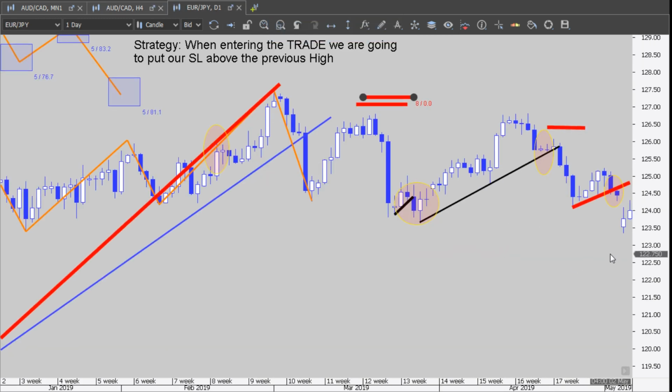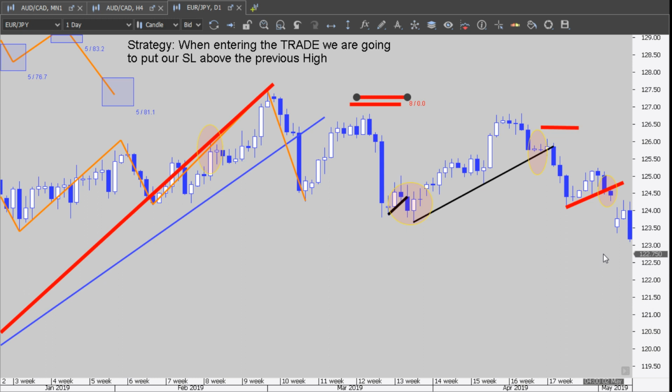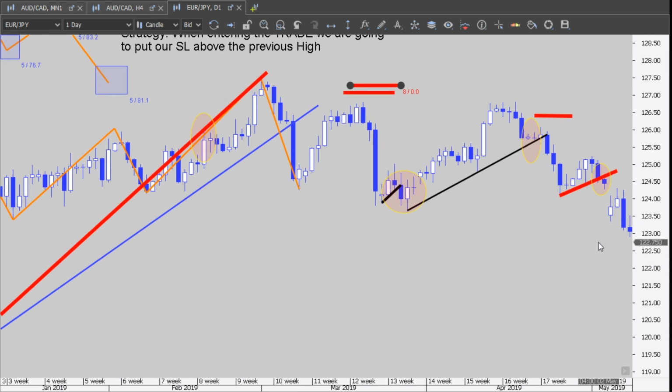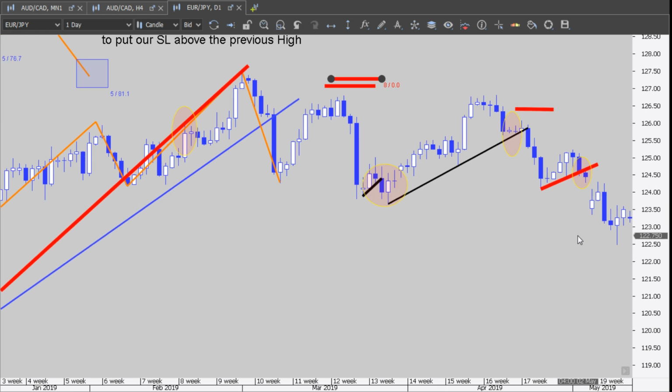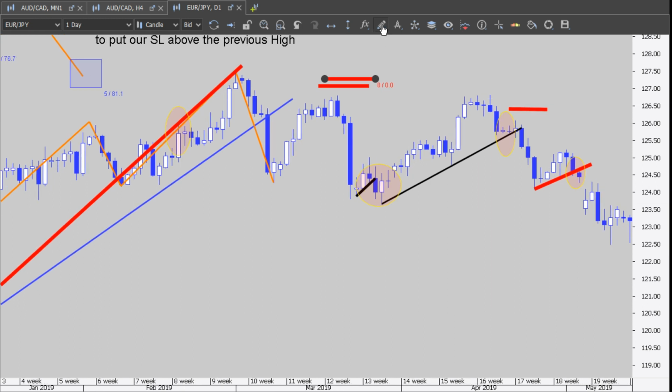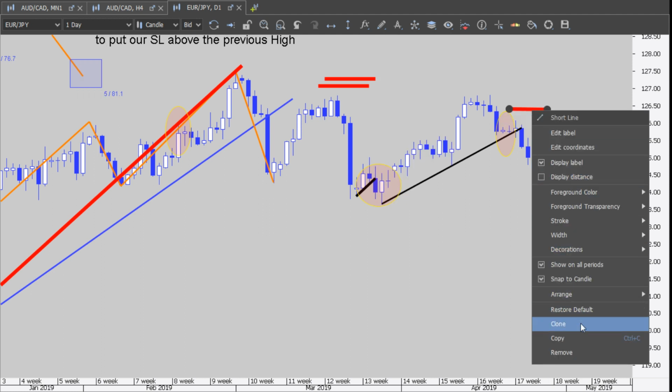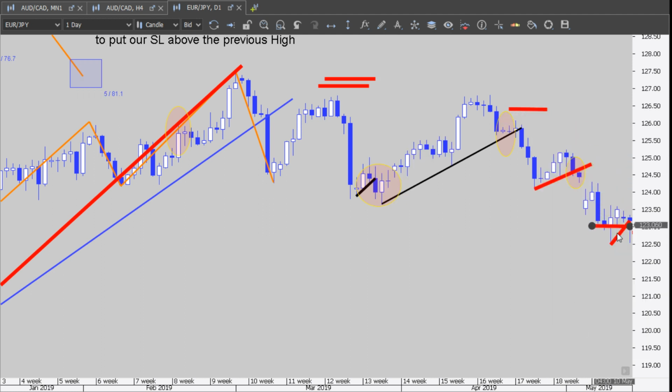And the market is falling. 1, 2. Okay, no counter trend line here, just two candles. The market is falling. 1, 2, 3. Okay, counter trend line in here. And where is my previous high? My previous high is, I'm going to clone. So I entered here. This is not a high, so this is my trade number 4.